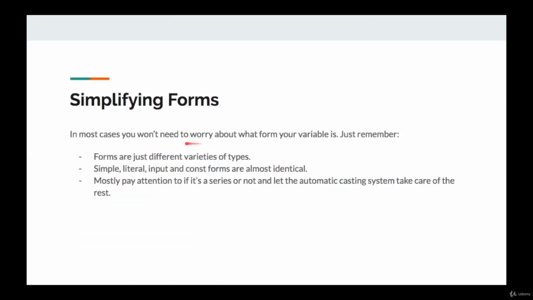So basically, in most cases, you won't need to worry about what form your variable is. Just remember that forms are just different varieties of the types. Kind of like water has 3 different forms: ice, liquid, and gas. Simple, literal, and input and const forms are pretty much all almost identical. Mostly just pay attention to if it's a series or not, and let the automatic casting system and the back end take care of the rest. If you screw something up, there will be an error, and it will let you know that your form does not work.